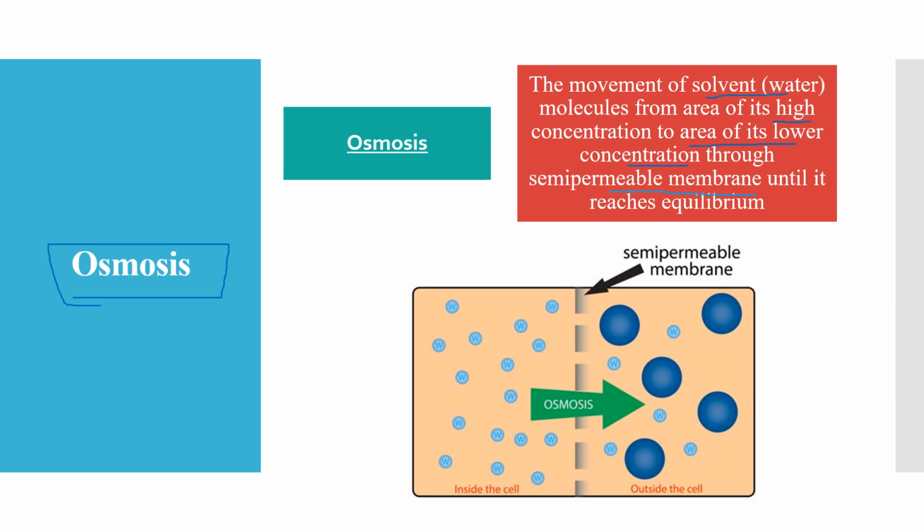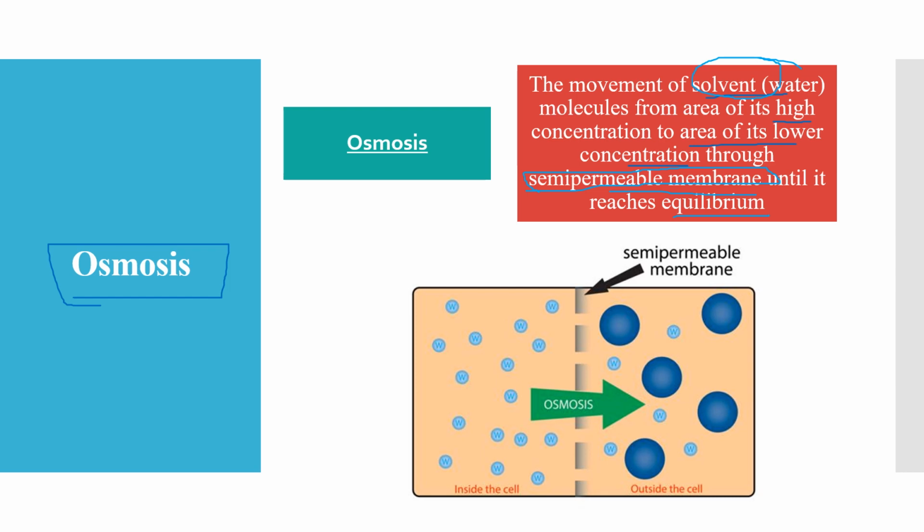First thing is that in osmosis, solvent molecules are involved. Second thing is that in osmosis, a semi-permeable membrane is essential. And third thing is that in osmosis, the process will take place until it reaches equilibrium.